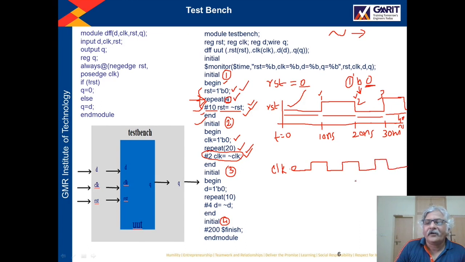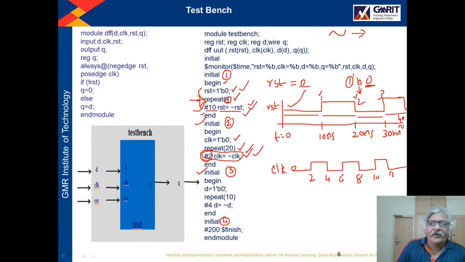20 times it will repeat. So this will be at 2 time units, this is 4, this is 6, this is 8, this is 10, this is 12. Like this, 20 times this statement is executed with the delay of 2 unit time. Now come to the initial block number 3.